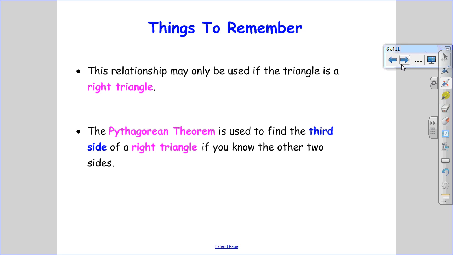Things to remember about the Pythagorean theorem: it can only be used if the triangle is a right-angled triangle. So when you draw the triangle, you have to see that symbol there to indicate it's a right-angled triangle. And the other thing to remember is it's used to find the third side, and you have to know two sides in order to use it.